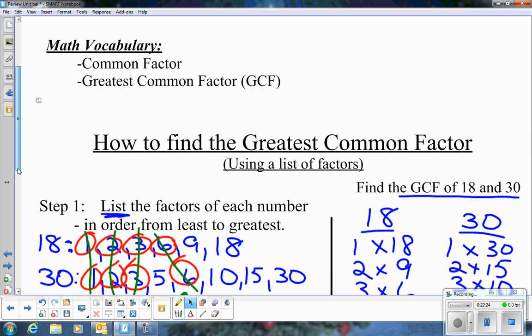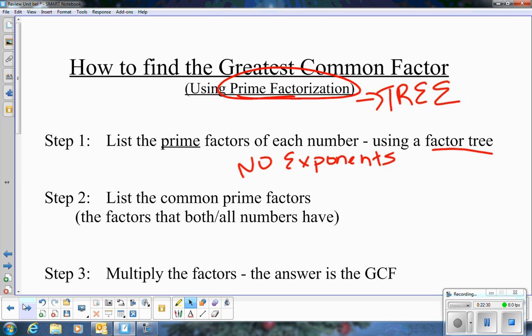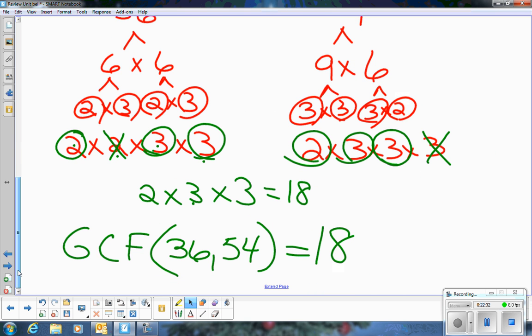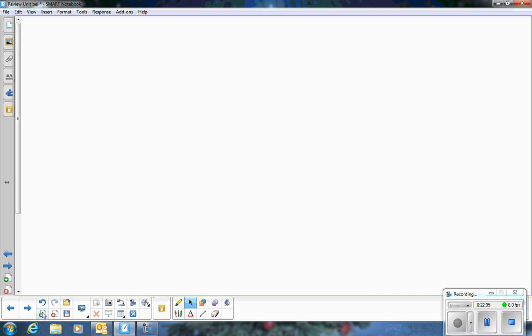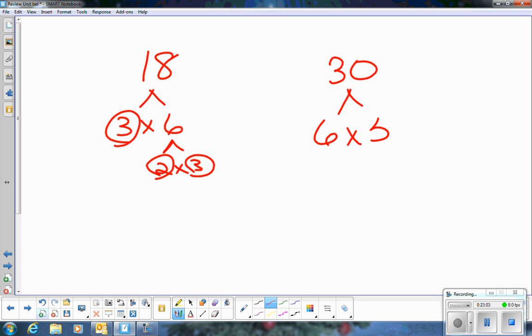On this page, we did 18 and 30, right? And we got 6 as our greatest common factor. So let's do 18 and 30 this way and see if we get 6 this way also. Well, you should, but I want to prove it to you. Again, it doesn't matter which set of factor pairs you use as long as you're correct about it. So you could have done 2 times 9, just not with the 1.